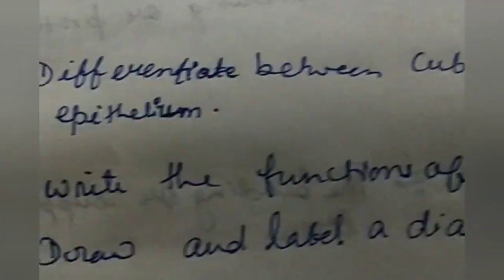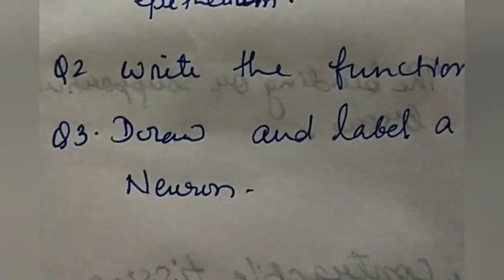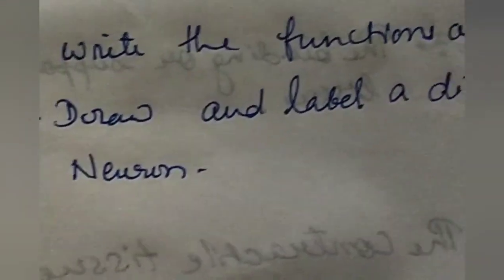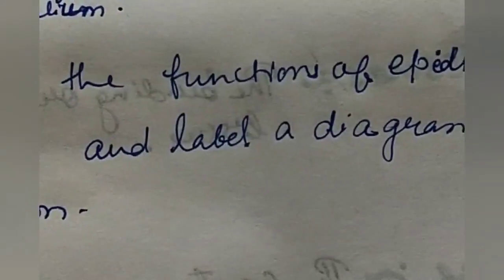So today's class work will be: first question, differentiate between cuboidal epithelium and squamous epithelium. Then second question, write the functions of epidermis. And the third question, draw and label a diagram of neuron.